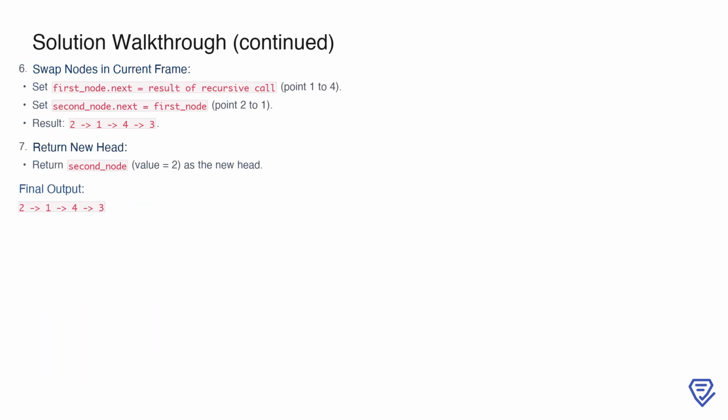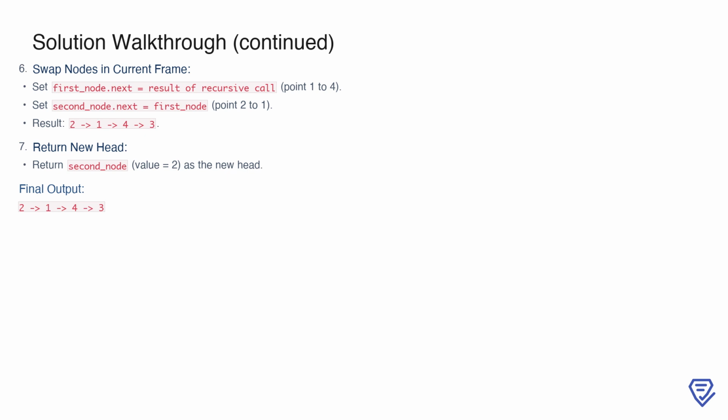Now that the recursive call has returned the swapped sublist 4-3, we proceed to swap the nodes in the current frame. First, we update first_node.next to point to the result of the recursive call. This means the node with value 1 will now point to the node with value 4. Next, we set second_node.next to point to first_node, which links the node with value 2 to the node with value 1. By making these connections, the pair of nodes 1 and 2 are now swapped, and the resulting list becomes 2-1-4-3.